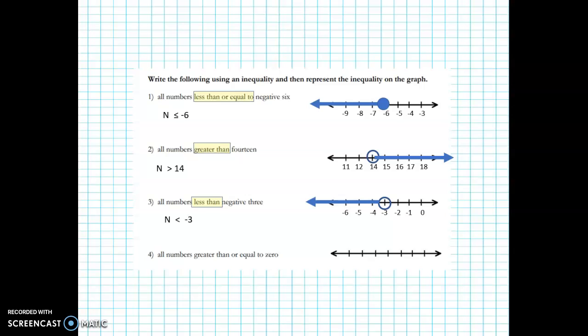our solution set. All numbers greater than or equal to 0. Greater than or equal to is our inequality, and n is greater than or equal to 0. We will use a closed circle on our 0 because 0 is included in part of the number set. Greater than goes to the right, so everything 0 and larger is a solution for this inequality.